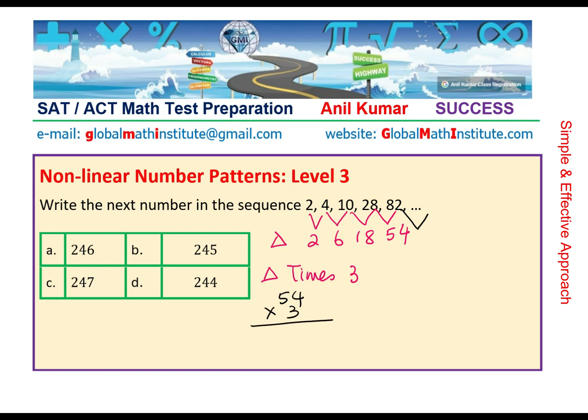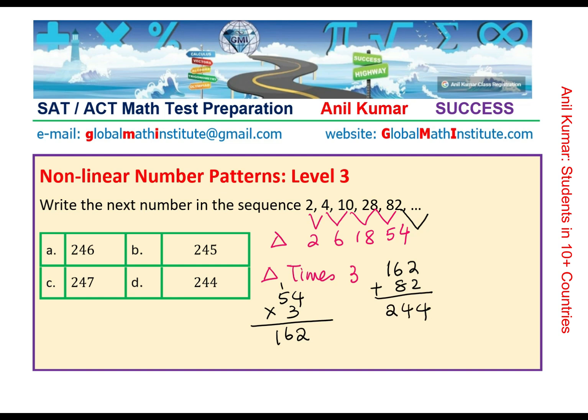So 3 times 4 is 12, and 15, and 162. So we have to add 162 to 82, right? So 162 should be added to 82. Right? 2 and 2 is 4, 6 and 8 is 14, 1 and 1 is 2, so 244. So we get the option D, which is 244, as the right answer in this particular case.